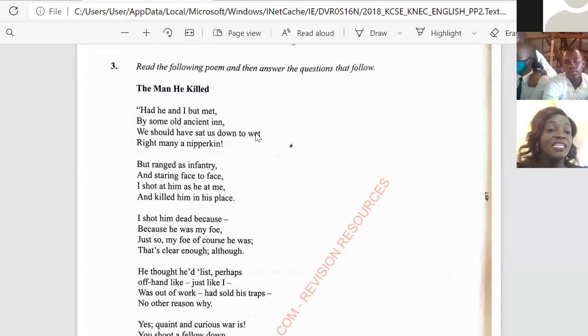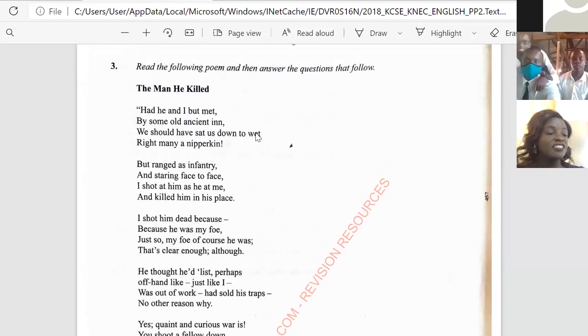Had he and I but met by some old ancient inn, we would have sat us down to wet right many a nipperkin, but ranged as infantry and staring face to face, I shot at him as he at me and killed him in his place.